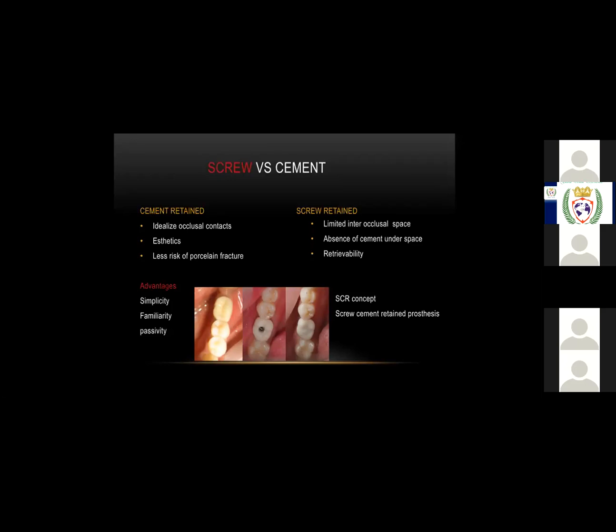Whereas in screw retained, we have limited interocclusal space. The advantage being, if you have a limited interocclusal space, you have to use a screw retained. You can't go for cement. We have a yardstick of around 5 millimeters. If the interocclusal clearance is less than 5 millimeters, then we go for screw retained. We can't do cement there because we need sufficient space for the abutment, then the cement, then the crown. So less than 5, we go for screw always. More than 5, that's where cement crowns are indicated. An absence of cement under the tissue, sorry, that's a big advantage.